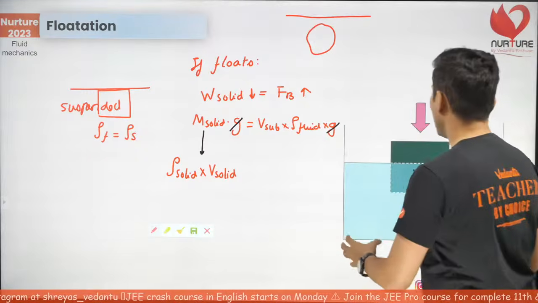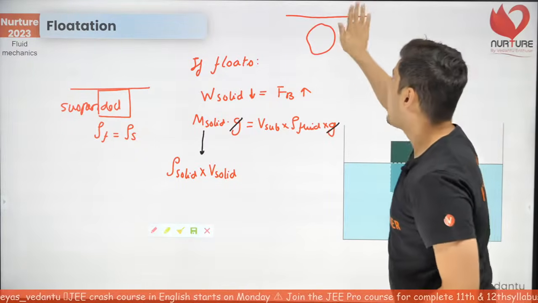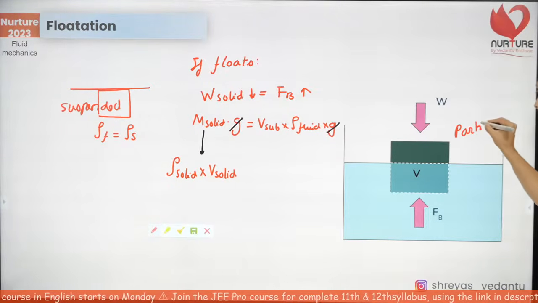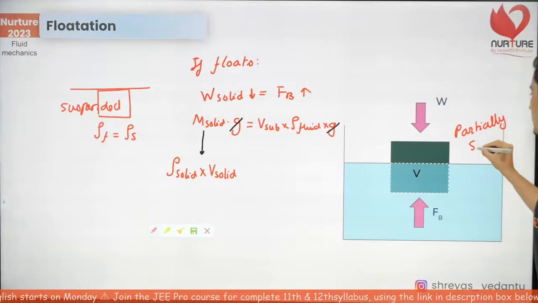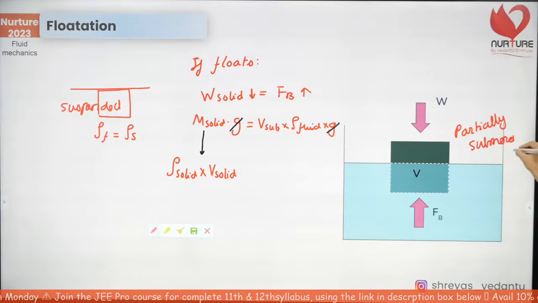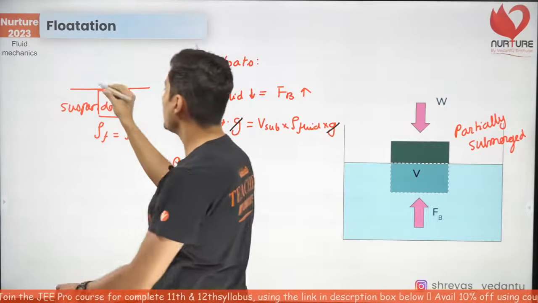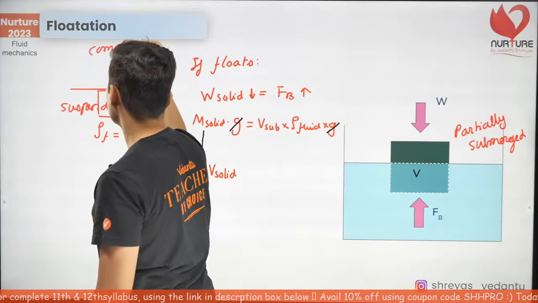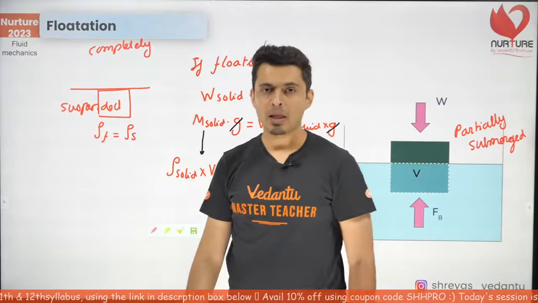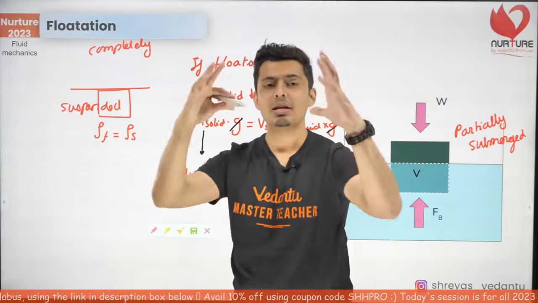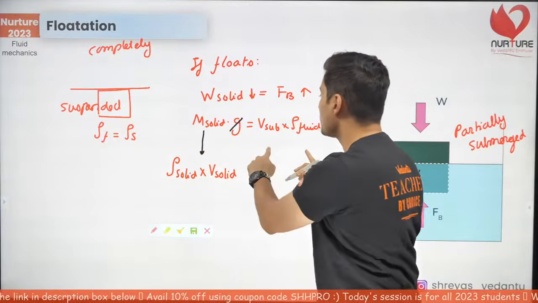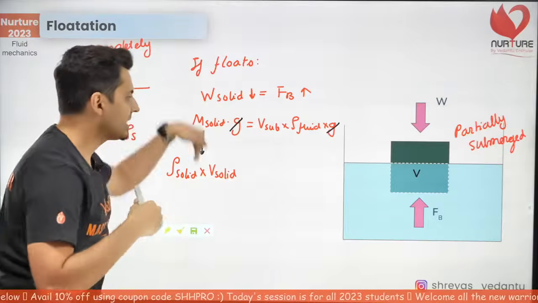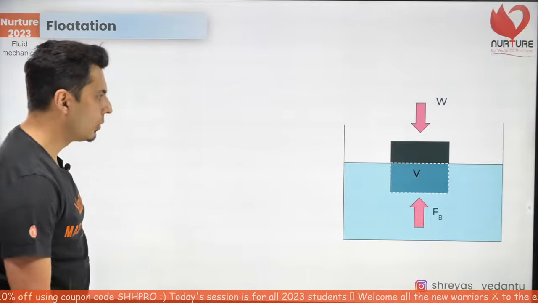But wood will come out of water, that will be called partially submerged. What is this situation called? This is called partially submerged. This is completely submerged. This case is also called completely submerged or completely immersed. And if by chance the density of the solid is more than the density of the fluid, then yes, it's going to sink below.